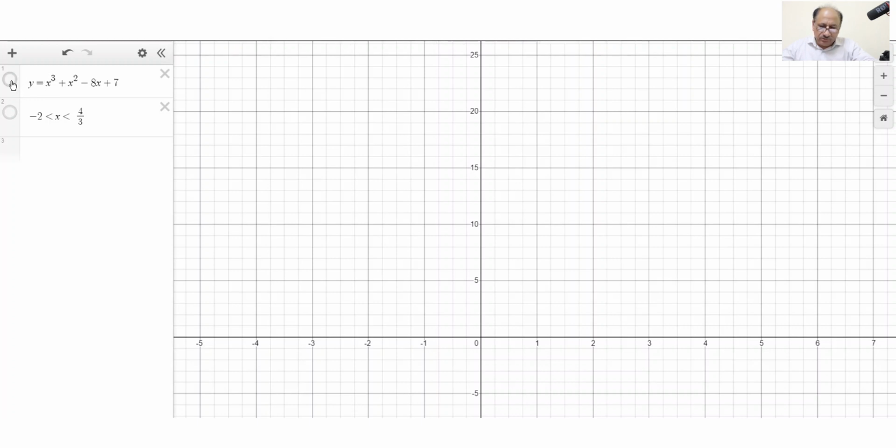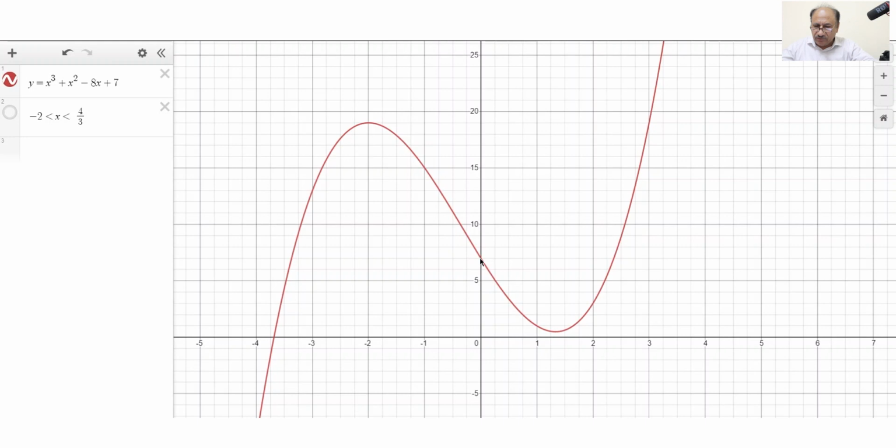If we plot this one, we'll get this graph, and you can see this is the y-intercept, 0 and 7, and the minimum point is over here, which is 1.33, which we got as 4 by 3, which is equal to 1.333 recurring, and this second stationary point which we got as minus 2. So these two are the stationary points.